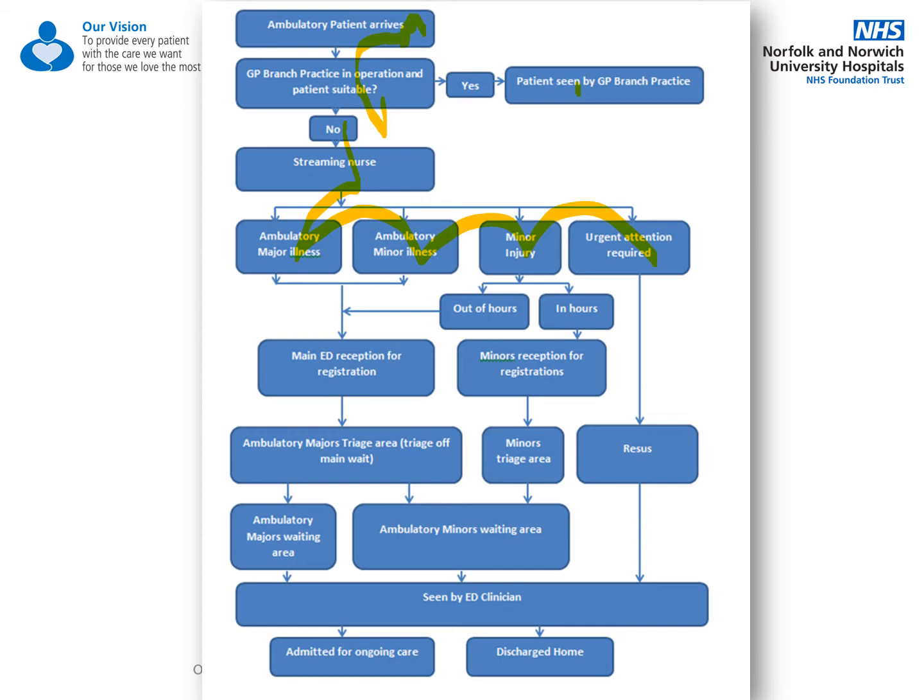If it's resus, they go straight to resus and bypass all of this middle bit. If it's majors, then they go into the main area. Minors get seen in minors if it's within those times, and then they stay in that path. The majors will then come down and be either ambulatory, or they might have to go and get seen in resus. And then right at the bottom, they're either admitted or they're discharged.